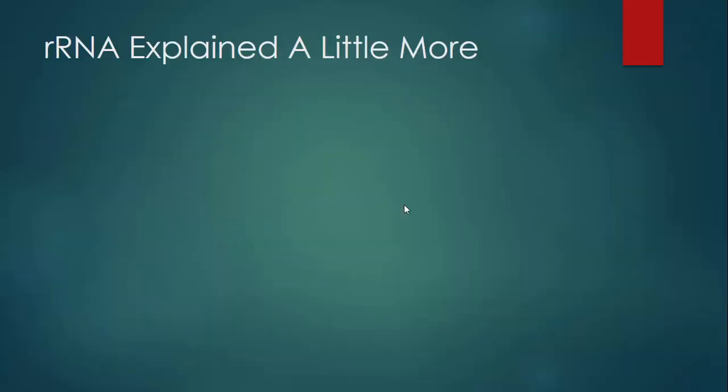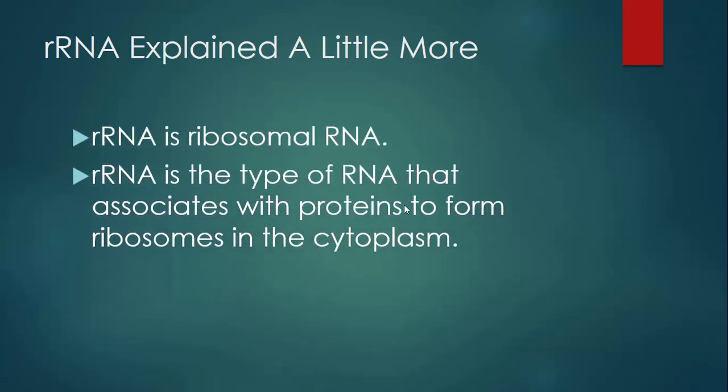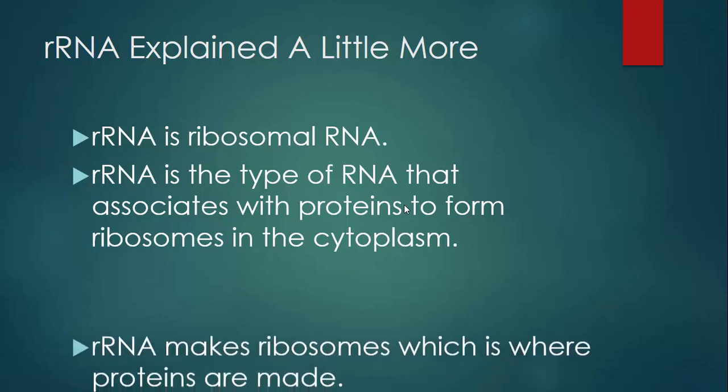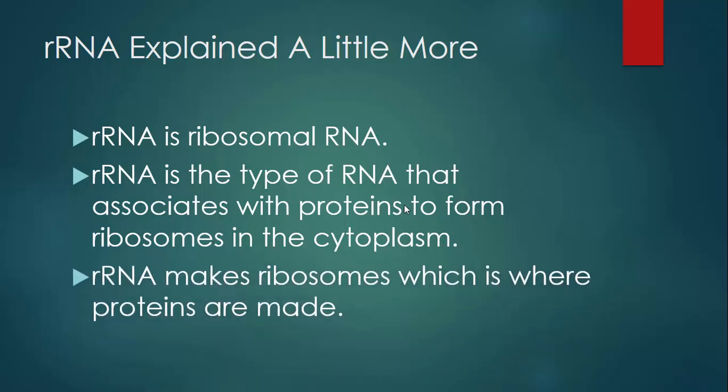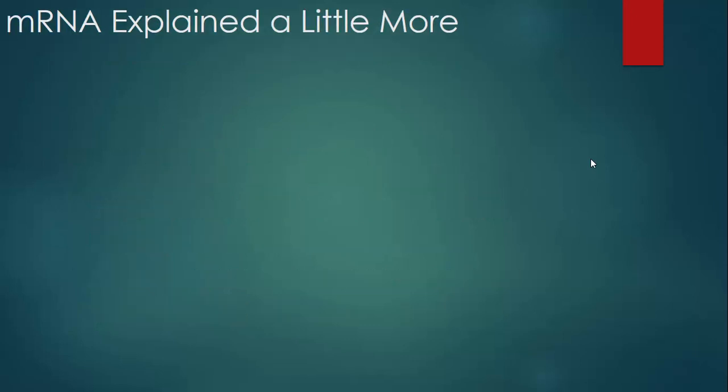So ribosomal RNA is a type of RNA that associates with proteins to form ribosomes in the cytoplasm. You can simply summarize it by saying rRNA makes ribosomes, which is where proteins are made. Ribosomes are found in the cytoplasm. So nothing very difficult to understand there if you know about ribosomes, and you should.